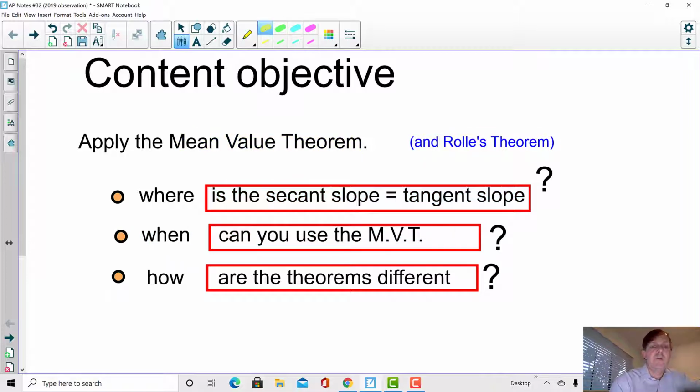The last one says, how are these two theorems different? The mean value theorem and Rolle's theorem. We're going to see that it's the same theorem. It's just that Rolle's theorem is a special case. So we'll look into that in a moment.